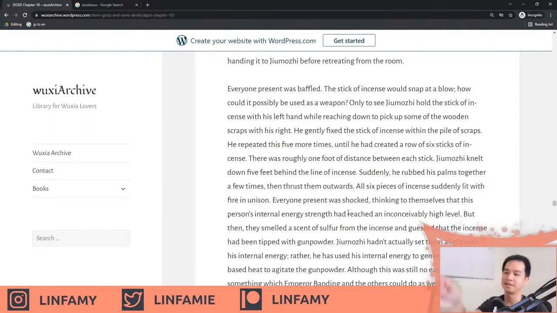Okay, so he has 6 sticks of incense in a line, I guess. And he's sitting behind it. And he's doing his chi stuff behind it. Oh, you just looked it up? The flower plucking fingers is one of the 72 Shaolin arts? Wow. That's cool.